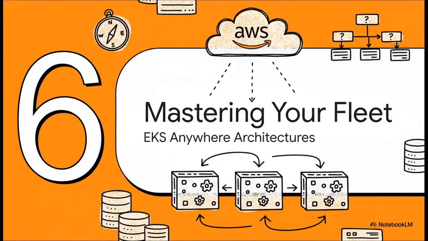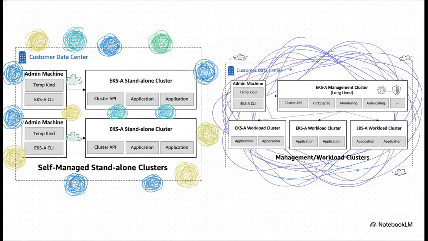All right, so let's say you're sold. You've decided EKS Anywhere is the right tool for the job. Now what? Well, you've got some pretty big architectural decisions to make about how you're going to manage your whole fleet of clusters. So you've basically got two main choices here. Over on the left, we have the standalone model. Each cluster is its own little island, managing itself. It's a simpler setup, and it's perfect if you're only running one or two clusters.